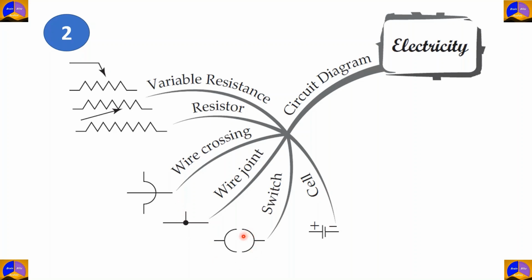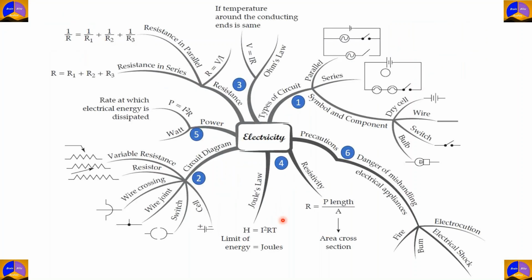A switch is represented by this diagram, and if it's on, we put a period inside the bracket. A normal cell is represented here with 2 vertical lines parallel to each other, one of them bigger than the other, the bigger line being the positive terminal and the smaller line being the negative terminal. Now, let's move on to one of the most important parts of this chapter: Ohm's law and resistance.